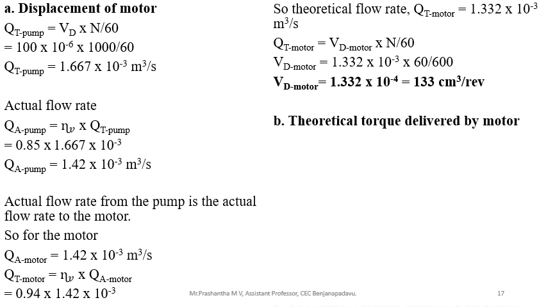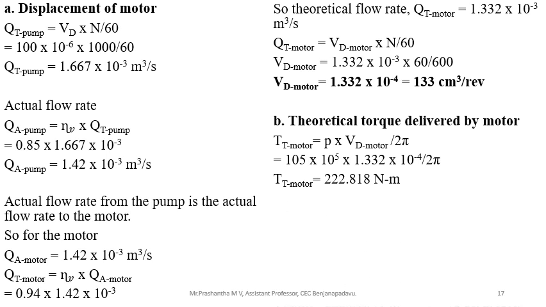Next, subquestion B is the torque delivered by the motor. Here there is a formula: theoretical torque equals pressure into volumetric displacement dividing by 2 pi in case of motor. Here P is 105 into 10 to the power of 5 into 1.332 into 10 to the power of minus 4 dividing by 2 pi. Simplify this, we will get 222.818 Newton meter. Here we got the theoretical torque.